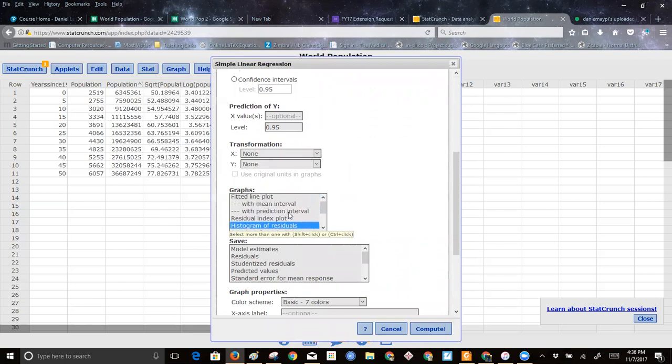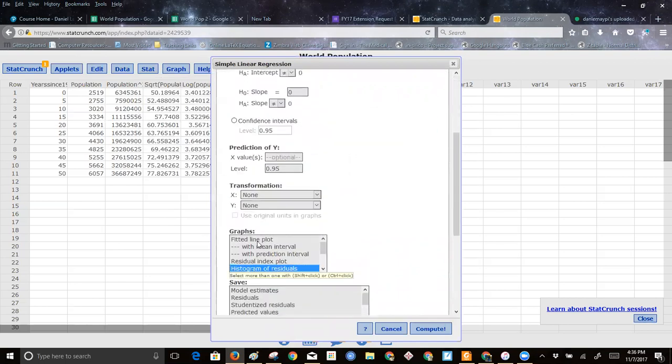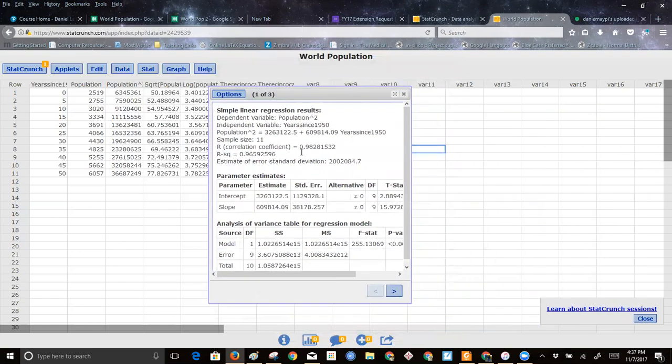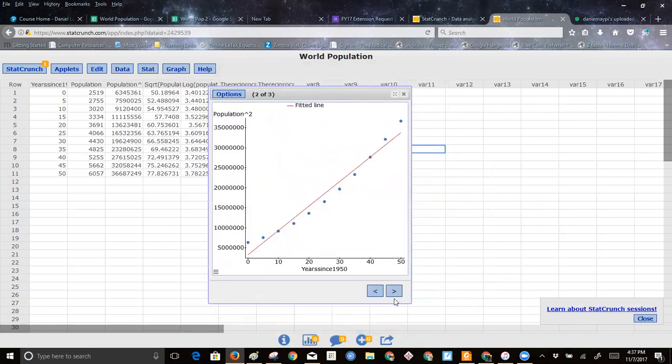Whoops, residuals versus X values and the fitted line plot. I'm hitting shift, not control. Let's see, residuals versus X values. Now let's compute this. Here's the regression equation. R squared is a little lower. Let's take a look at, there's the line.